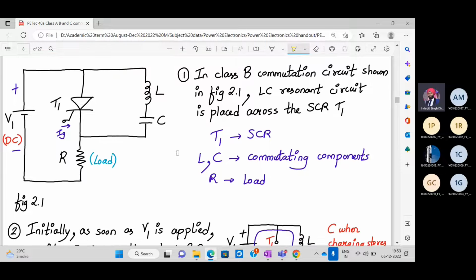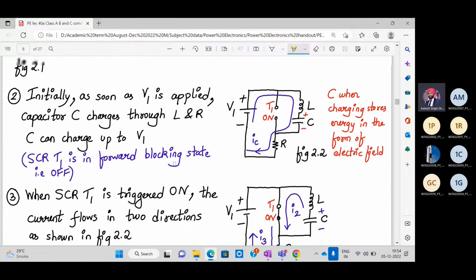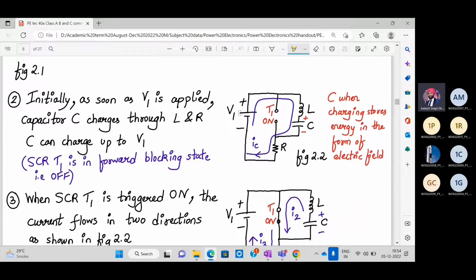So in the class B commutation circuit, an LC resonant circuit is placed across, or in parallel with, SCR T1. T1 is the main SCR, the only SCR in the circuit. L and C are the commutating components, the inductor and the capacitor, and R is the load. So let's start understanding. As soon as V1 is applied, the capacitor charges through L and R, and it can charge up to the voltage V1.